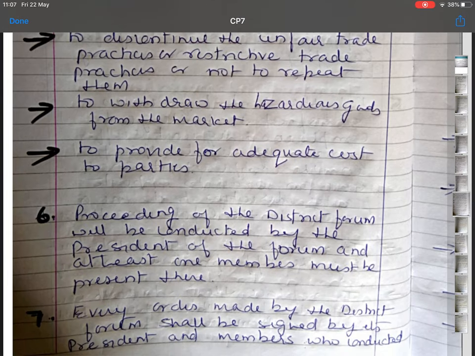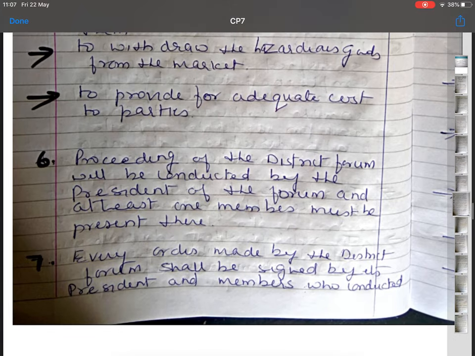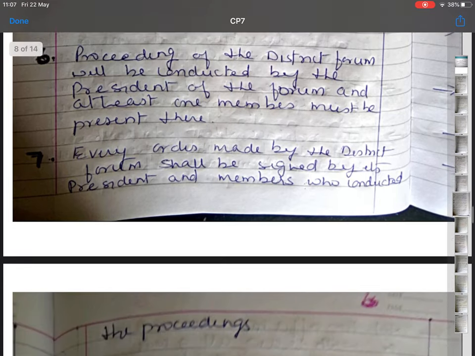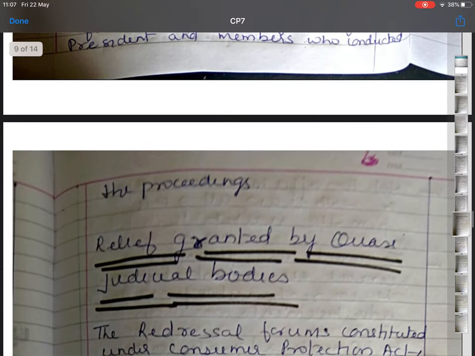Now, the sixth point is that the proceedings of the district forum will be conducted by the president of the forum, and at least one of the members must be present in these proceedings. Every order made by the district forum shall be signed by its president and the members who have conducted the proceedings or who were present in these proceedings. It should be signed by these members also.